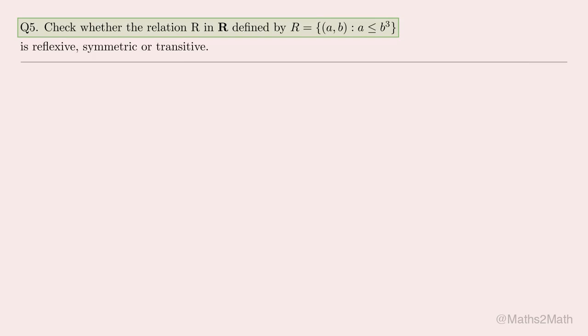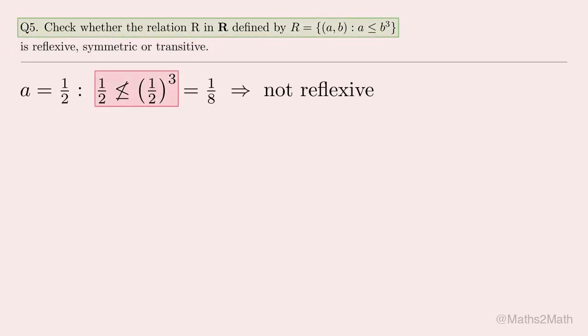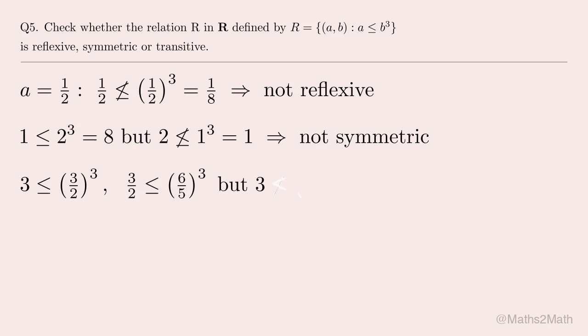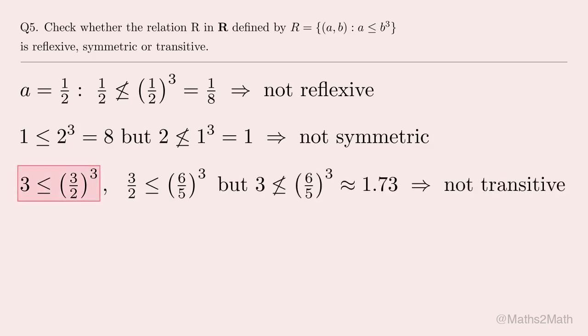Question 5. This time a relates to b when a is at most b cubed. Again, we must check all three properties: reflexive, symmetric, transitive. Reflexive, 1/2 is bigger than its own cube, 1/8, not reflexive. Symmetric, 1 is at most 8, but 2 is not at most 1, not symmetric. Transitive, 3 is at most (3/2) cubed, and 3/2 is at most (6/5) cubed, but 3 is not at most (6/5) cubed, which is about 1.73, not transitive.